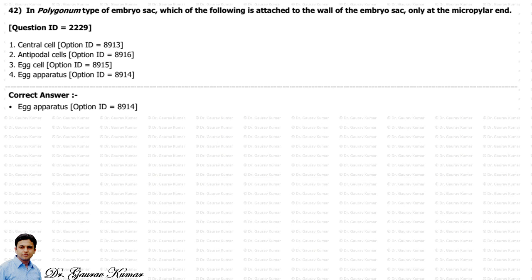Now if you have just read your 12th standard reproductive biology of angiosperms, you will know that at the micropylar end there is the egg apparatus. In this polygonum type of embryo sac, at the micropylar end there is the egg apparatus, and at the opposite side there is the chalazal end. So obviously the answer is egg apparatus.